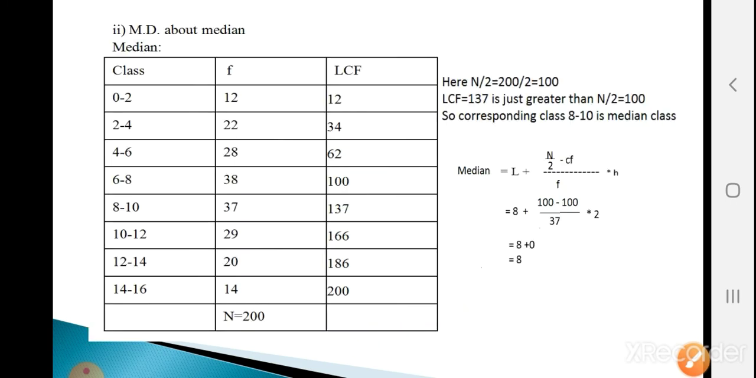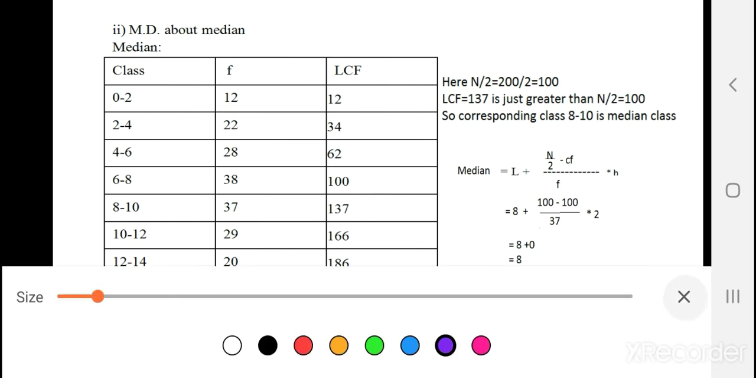Now the next is mean deviation about median. For the value of mean deviation about median, we need to first calculate the value of median. So how to calculate the median for continuous data? First step is to calculate the LCF.